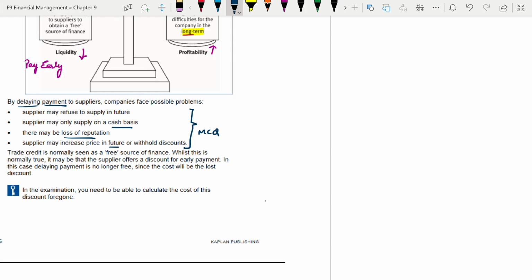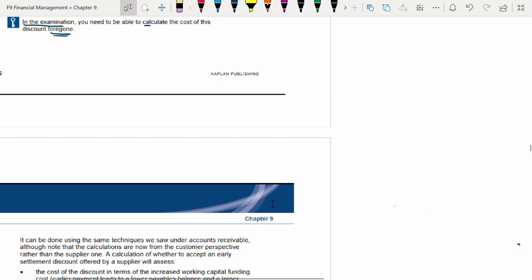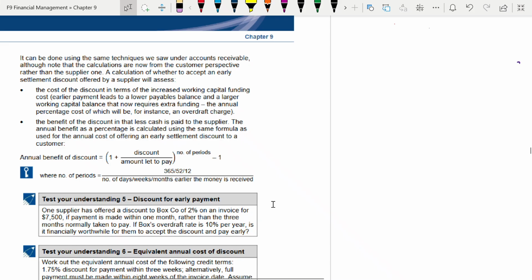In the examination you need to be able to calculate the cost of the discount foregone. If you don't take the option, how much discount are you going to lose? What is the cost of the discount, and how does it have an impact on working capital? What is the formula? The benefit of the discount is that less cash is paid to the supplier.